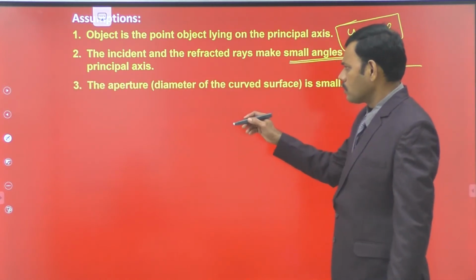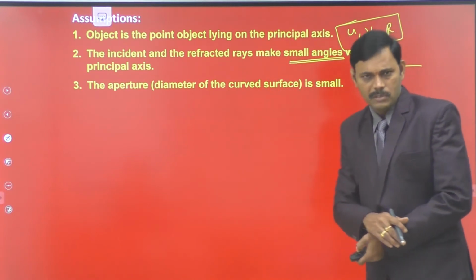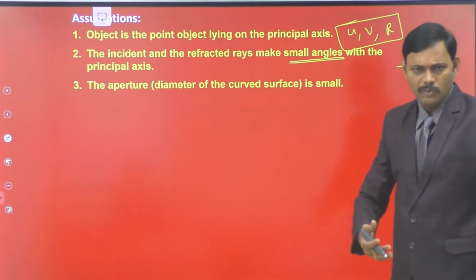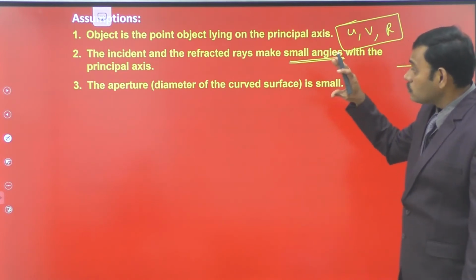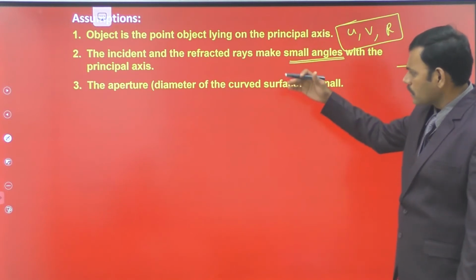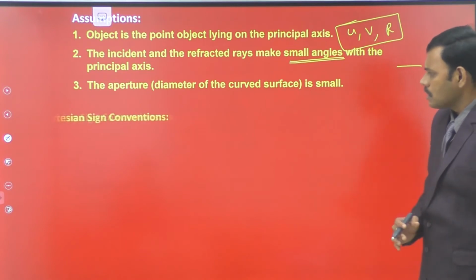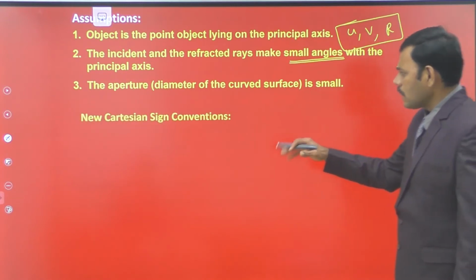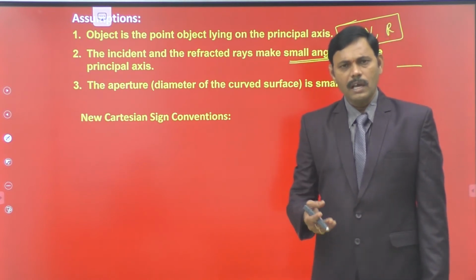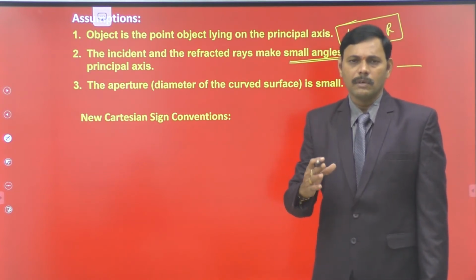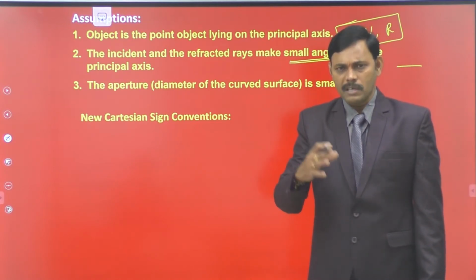Next, the aperture, which is the diameter of the curved surface, the size of the curved surface. Already I have shown two types of curved surfaces in the previous part of our discussion. The size of that curved surface, also considered as the diameter of the curved surface, is small. The aperture is small. Now the Cartesian sign convention: we already discussed the Cartesian sign convention at the early discussion of this chapter, and also in mirrors.